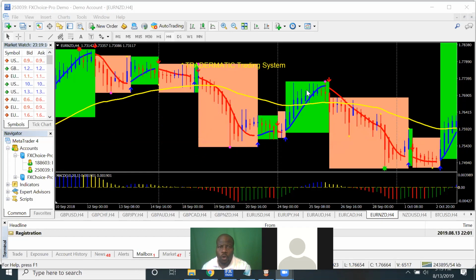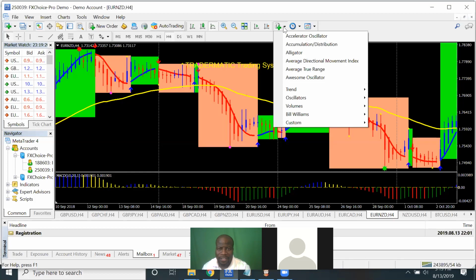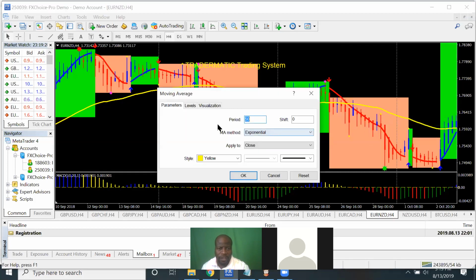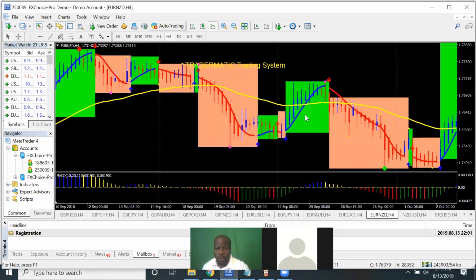Okay, so you see right here, this plus sign, this is where you add your indicator. So you go to trend, then you see moving average, you click on moving average, and of course, here you type 50. Under MA method, you select exponential. We have simple, exponential, smooth, and linear weighted, but you select exponential and you pick the color you want to use. I like yellow because yellow comes out better, and I select this weight size and I say okay. So that's why we have this.